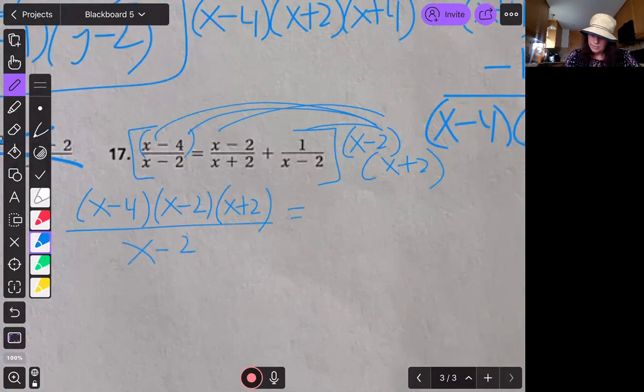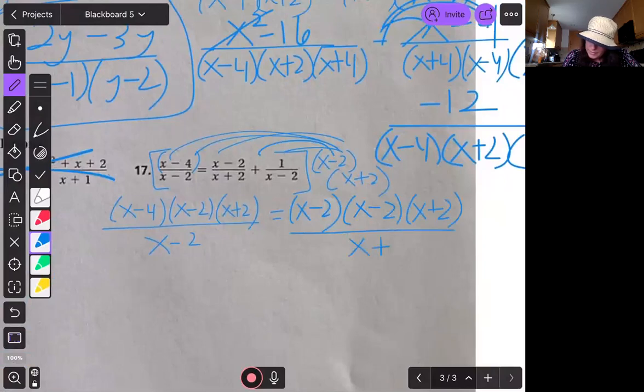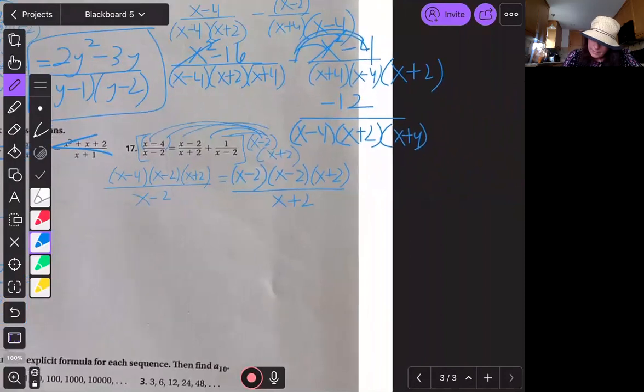And this is equal to, you're going to do the same thing here. You have an x minus 2, and then you have times an x minus 2, times an x plus 2, and this is all over x plus 2. And then finally on the last one, you have just a 1 there, so you're just going to write x minus 2, x plus 2, all over x minus 2.